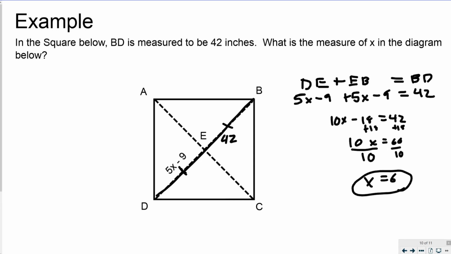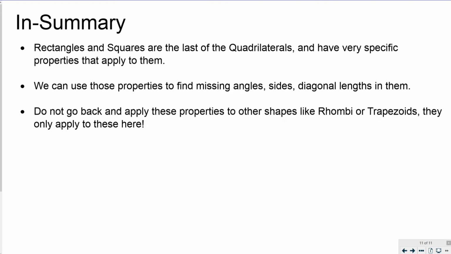So that's it, guys. Rectangles and squares are the last of the quadrilaterals, and they have very specific properties that apply to them. You basically just need to remember they're built in with 90-degree angles. The sides are all parallel. Their diagonals are congruent, and those little halves of the diagonals are congruent. In a square, the diagonals intersect at 90 degrees, and so on and so forth. We'll make sure that we go over all of those and get them on our flowcharts. We can use those properties to find missing angles, sides, and diagonal lengths within squares or rectangles.